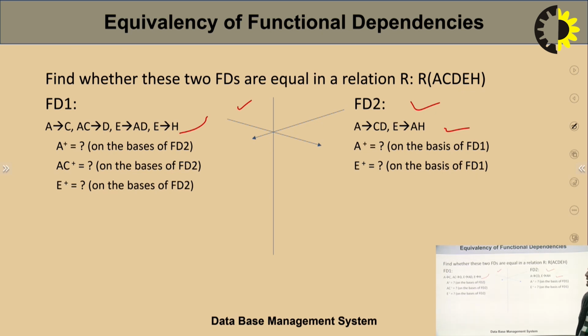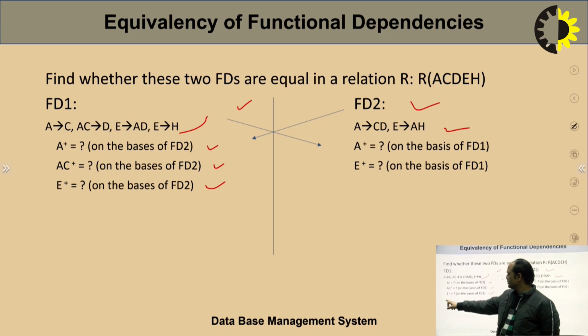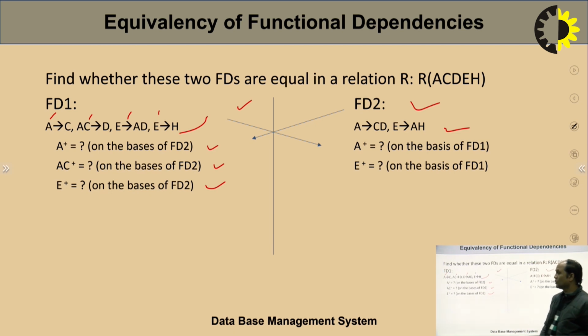On the basis of functional dependency set 2, we find A+, AC+ and E+. How do we find these attributes? Because these are the left-hand side attributes whose closure we can find. So we find A+, AC+, E+ in the functional dependency 1 set. In functional dependency 2, we find the closure of A+ and E+, that is the left-hand side of the attribute.